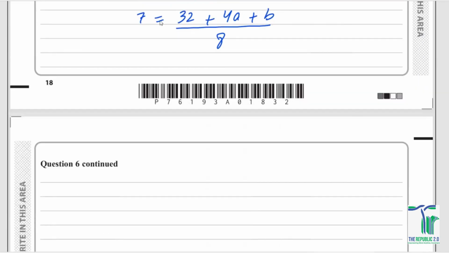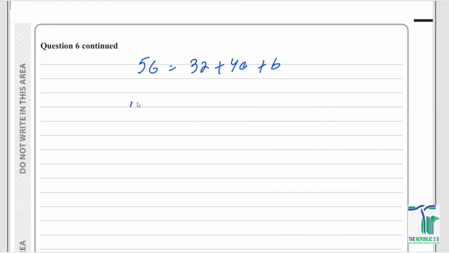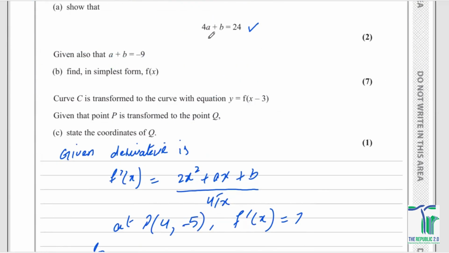Now you've got 7 is equal to 32 plus 4a plus b upon 8. I'm going to multiply 8 on both sides. And I would have 8 times 7, which is 56, is equal to 32 plus 4a plus b. Now I'm just going to flip these equations over. So I would have 4a plus b is equal to 56 minus 32, which is 24. So that is the first equation that we were looking for. You can see that, right? We've just got to prove that.